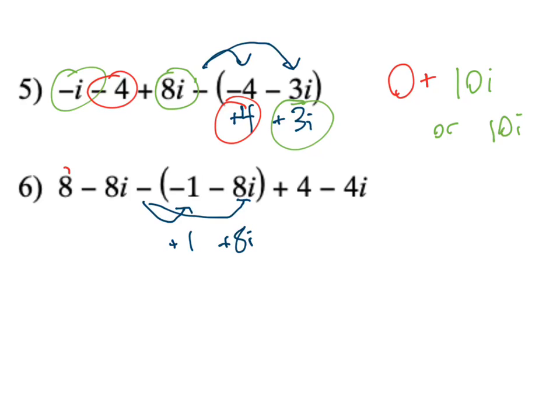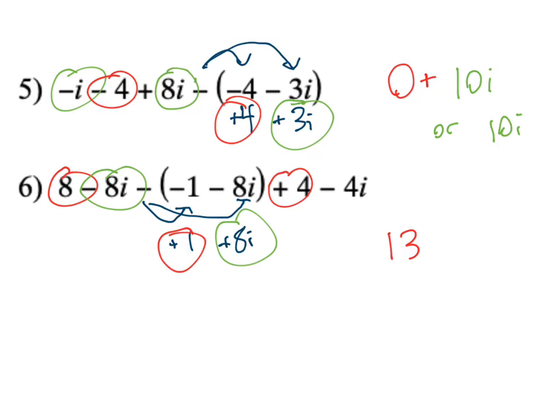Finishing example 6, let's combine together our real components. +8 plus 1 plus 4 gives us +13. And when we combine together these imaginary components, we have -8i plus 8i. Well, those two terms cancel out. That would just give us 0i. But then we still have one more imaginary part here, negative 4i.